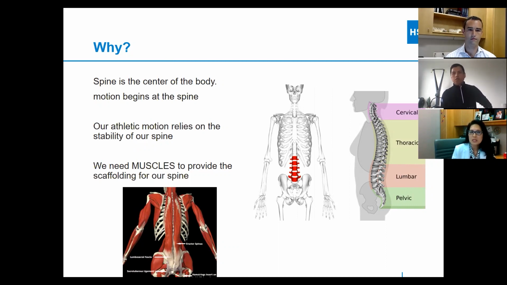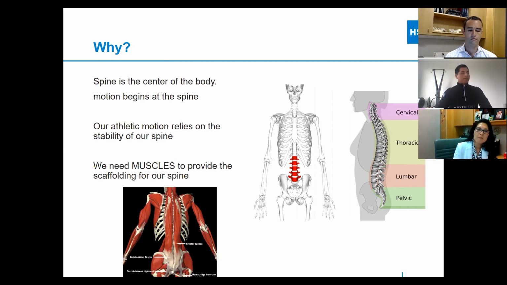So we really need these muscles to provide the scaffolding for our spine. These muscles that you see at the bottom of the slide are some of the essential core muscles. And we hear a lot about core muscles these days. These are the core muscles that help provide the scaffolding for our spine.